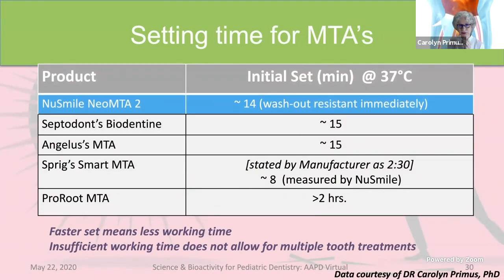So let's spend a minute more on setting time for MTAs. And the setting time for New Smile Neo MTA is around 14 minutes, really not substantially different than Septodont, Angelus, and certainly shorter than the ProRoot MTA, the original material. The Spriggs Smart MTA does set more quickly, but certainly not at the 2 minutes and 30 seconds when we did the ISO test for initial setting time.